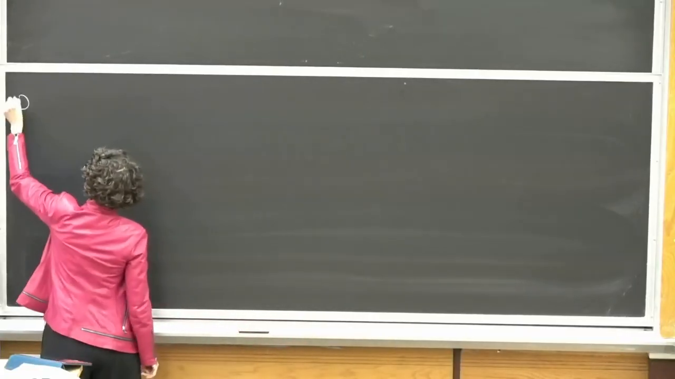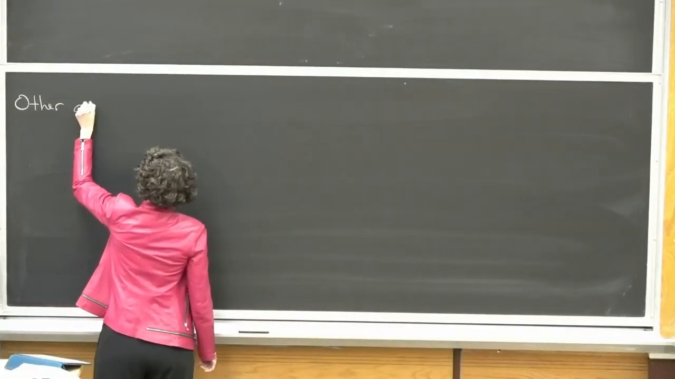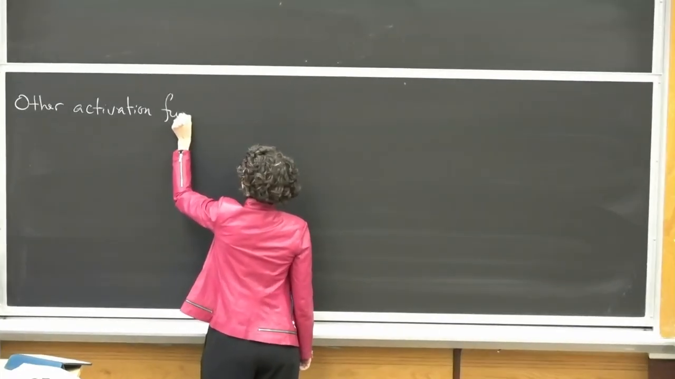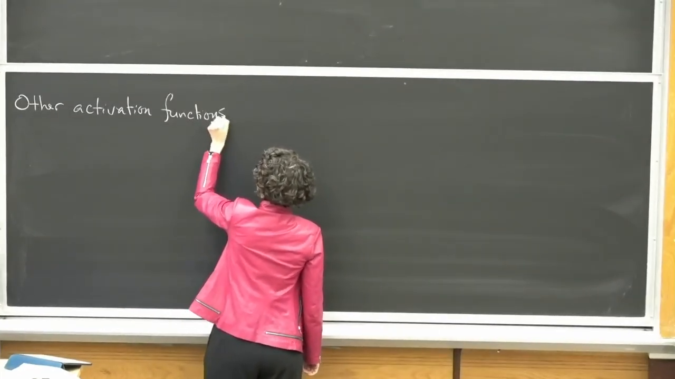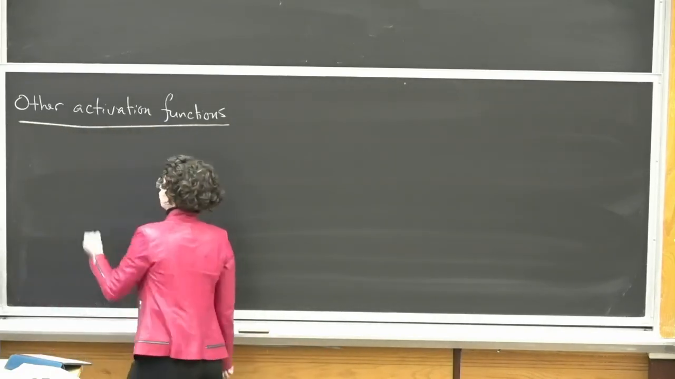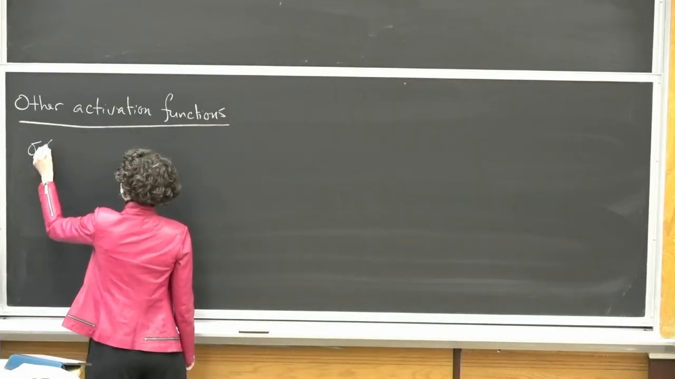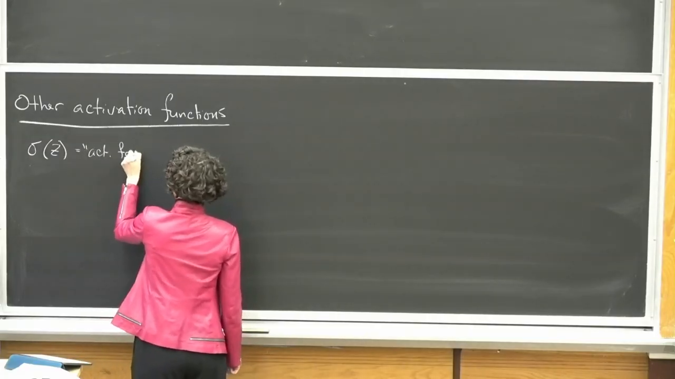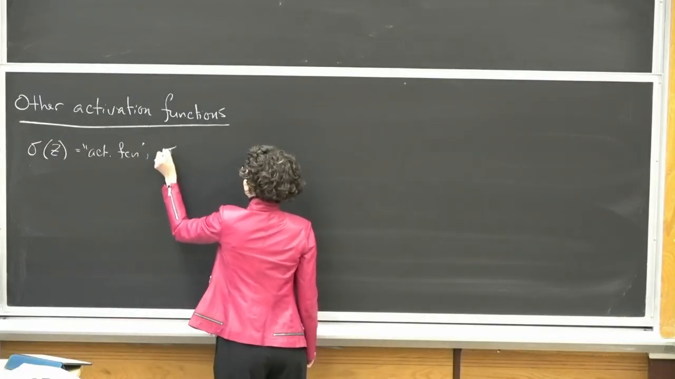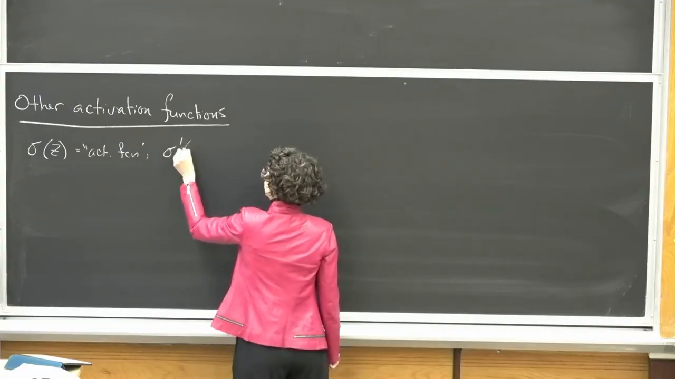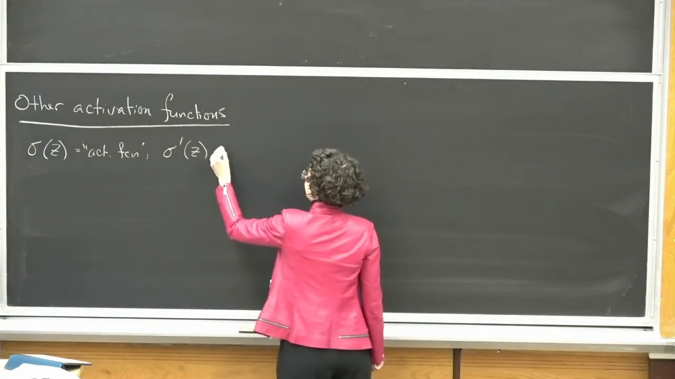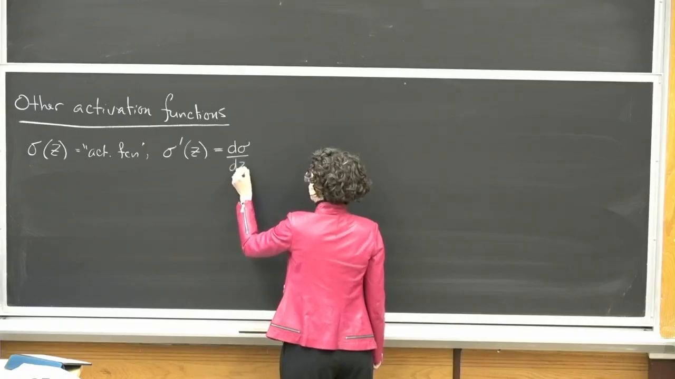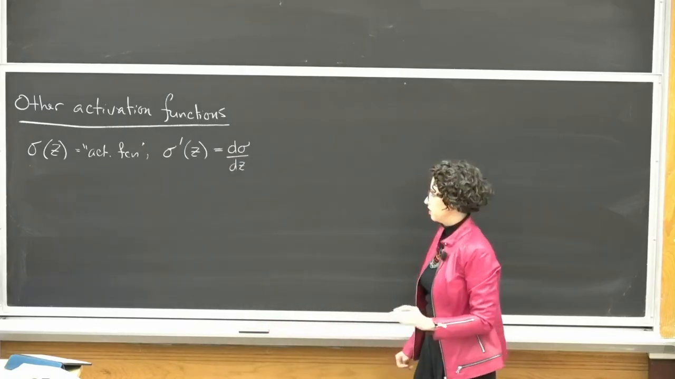Okay, but let's look at some other activation functions that are in common use. First of all, sigma of z is going to be the activation function, just like I've said, and I'm going to use the notation sigma prime of z to correspond to the derivative of sigma with respect to z, and that's something we are also going to need.